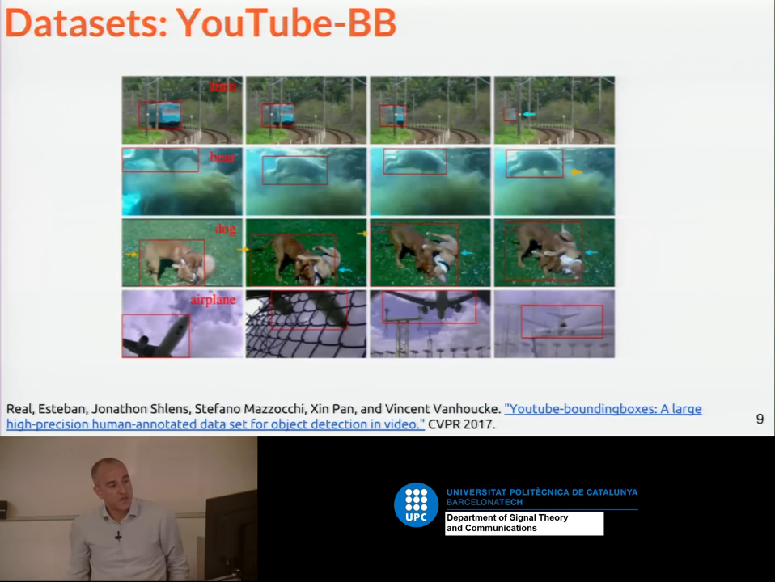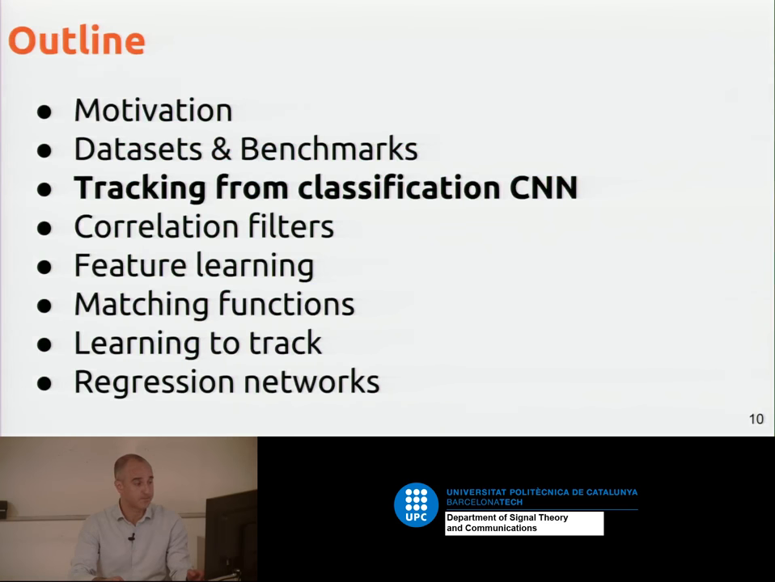In terms of large datasets, if you are going to tackle this problem, you probably want to look at the YouTube Bounding Boxes dataset as well, which is quite large, much larger than the rest. It was designed with the aim of being able to really train your networks, because if you train them from scratch in a supervised way, you will need a large amount of annotations. That's the dataset that provides that.